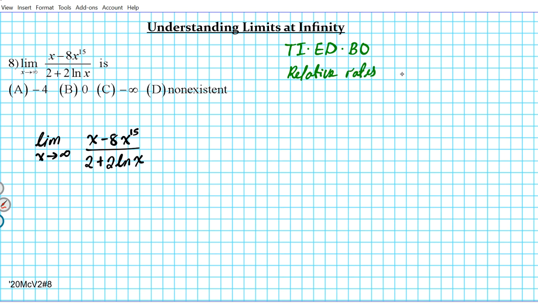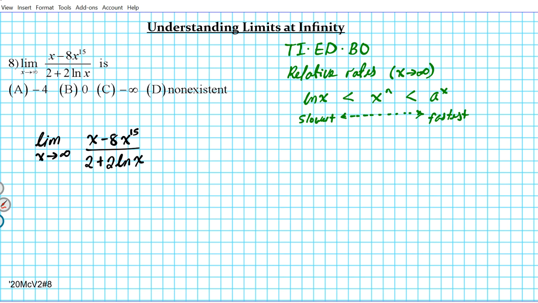So relative rates, as x tends to infinity, we have the following growth rates. From the slowest to the fastest, ln x is the slowest, followed by the polynomial function x to the n, and your exponential function is the fastest growing function. If you have a fast function divided by a slow function, it's going to be top heavy. If you have a slow function divided by a fast function, it's going to be bottom heavy.